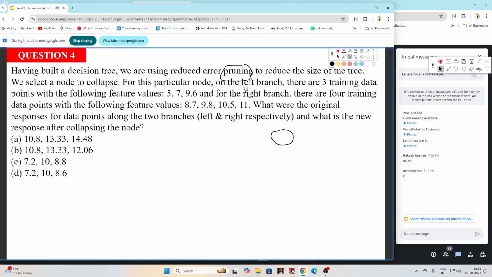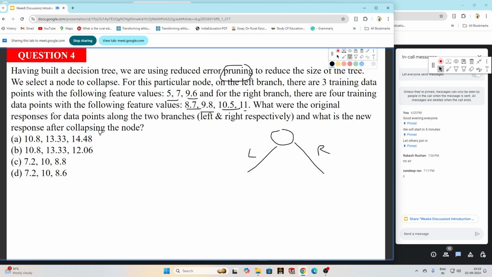On a particular node, the left branch has 3 training data points: 5, 7, 9.6. The right branch has 4 training data points: 8.7, 9.8, 10.5 and 11. So we have 4 data points on the right node. What were the original responses for the data points along the 2 branches, left and right respectively, and what is the new response after collapsing the node?